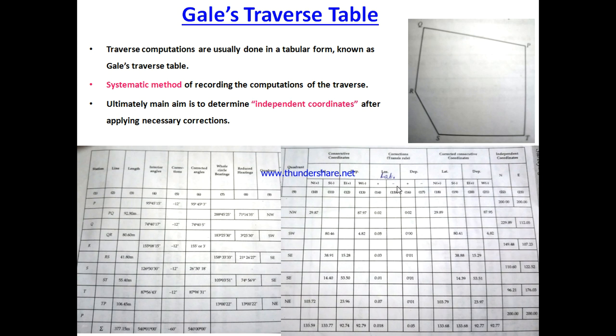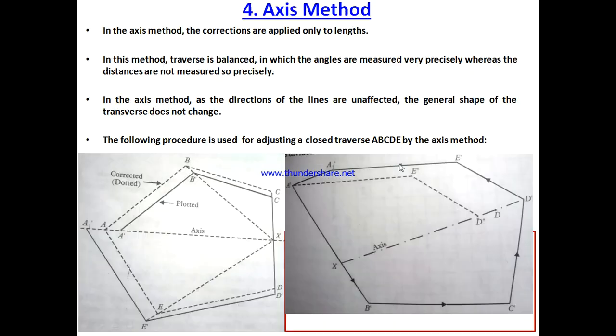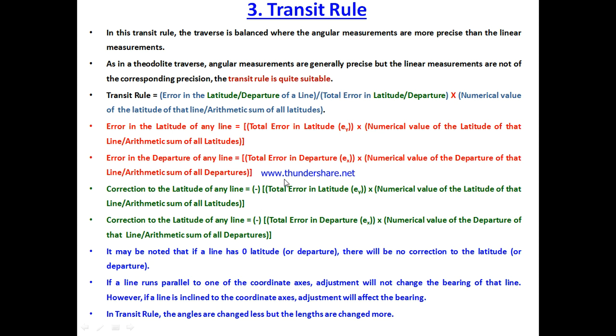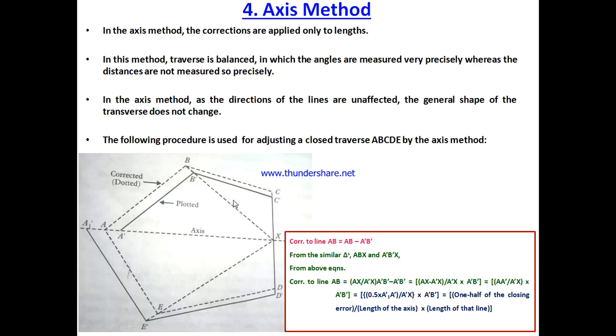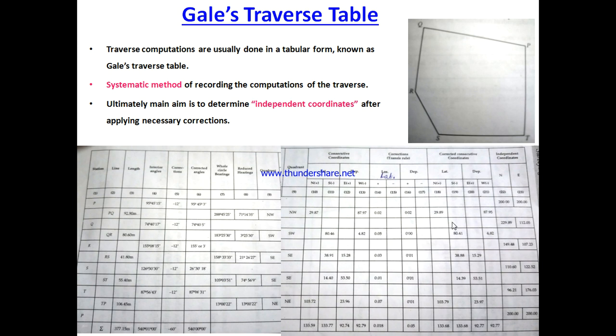Now we need to determine the correction in the latitude or departure. So here I am going to calculate the correction of latitude and departure with the help of the transit rule. You have already learned this transit rule. The correction is equal to the total error in the latitude multiplied by the numerical value of the latitude of that particular line, upon the arithmetic sum of all the latitudes. Okay. Keeping this formula in mind, let us calculate for the first line.